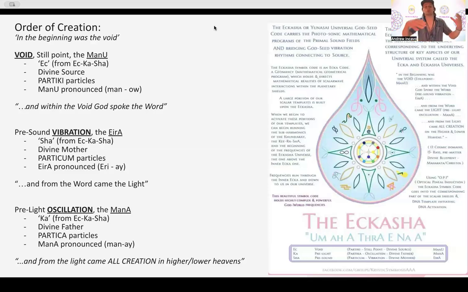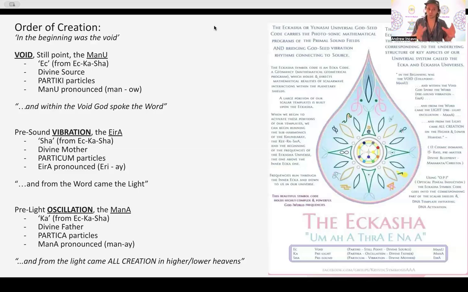So in the beginning, there was the void. And then within the void, God spoke the word. And I don't mean God like Jesus, I mean like source. So in the beginning, there was a void, and then within the void, God/source spoke the word. And this is right off that Akasha. You can read it on the Akasha diagram here to the right, on the right of the teardrop.